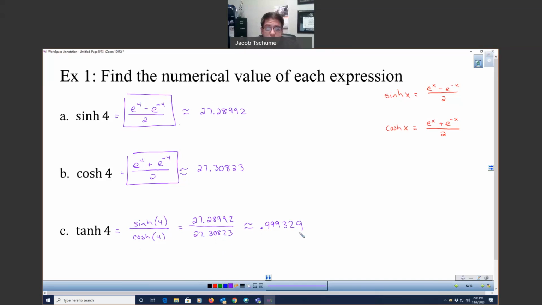And that's how you will evaluate hyperbolic trig functions. Like I said, all you got to do is plug the numbers you're evaluating into your hyperbolic formulas and then use identities if you need to.